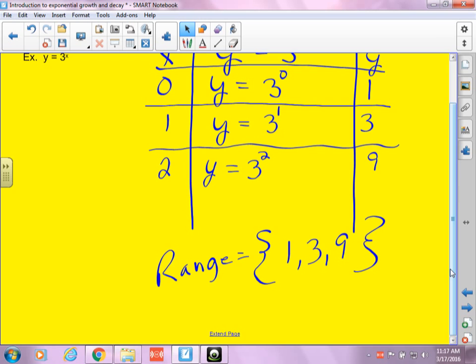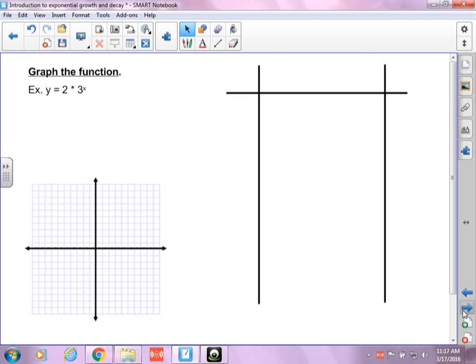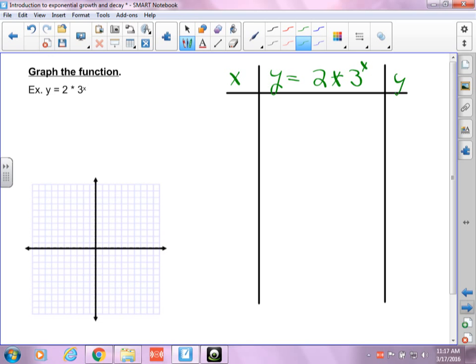All right, let's move on. Next type of problem. Notice it asks me to graph the function. All right, so I'm going to put in x, y equals 2 times 3 to the x and y. Now, what do I plug in for my domain?